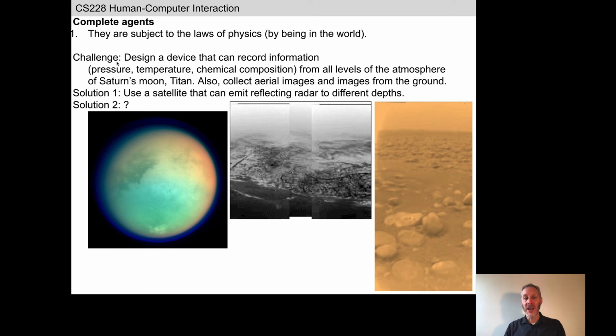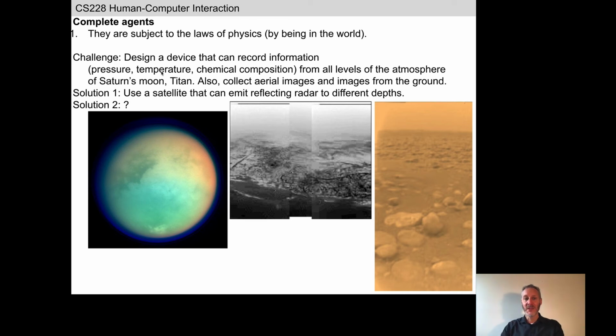Assume another hypothetical challenge here. You're going to design a device that can record information or data, environmental data such as air pressure, temperature, chemical composition, from all or many levels of the atmosphere of Saturn's moon Titan. So assume you're working for NASA. You're developing a set of technologies that are going to be deployed to Titan. We want to get information about the atmosphere of Titan at many different altitudes. We'd also like to collect some aerial images and images from the ground.